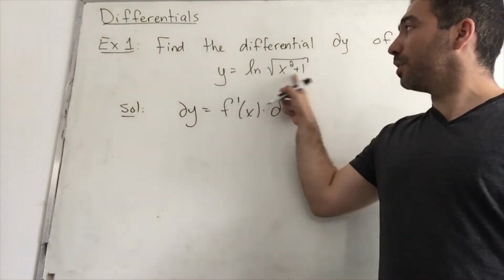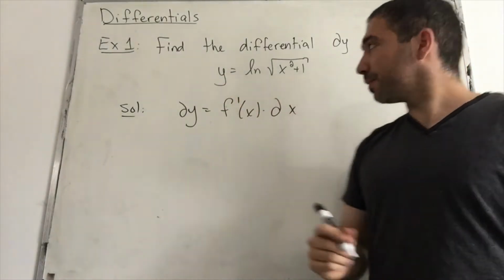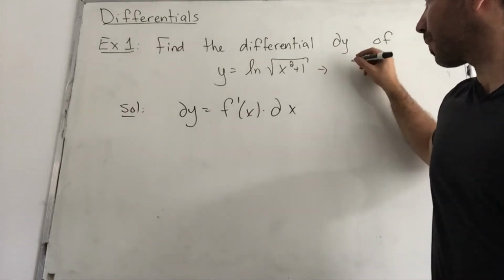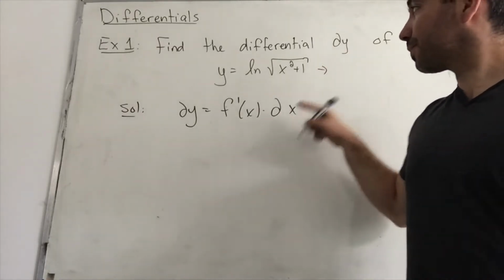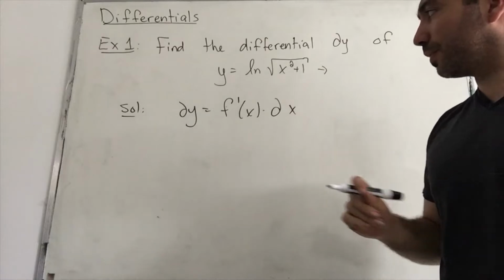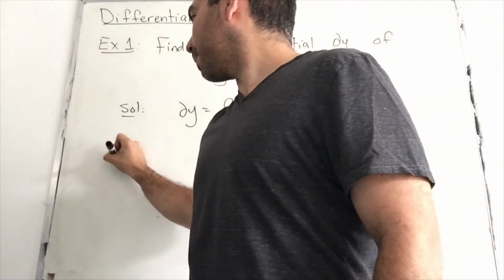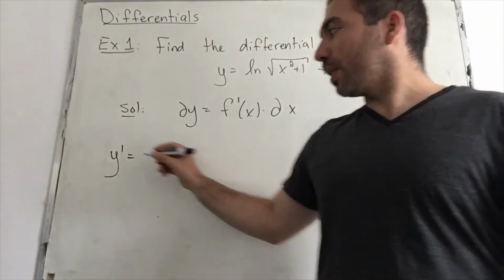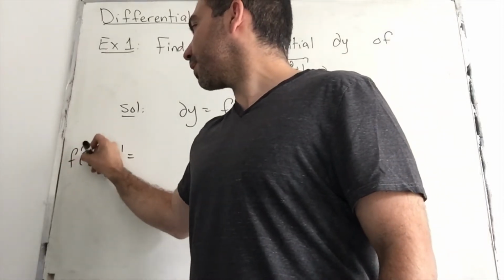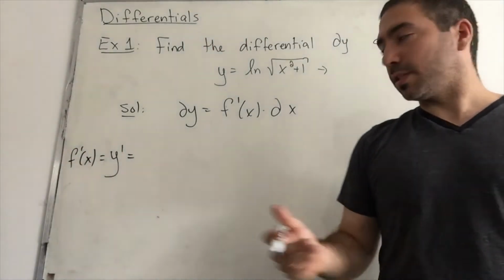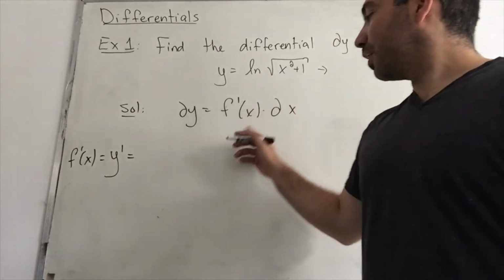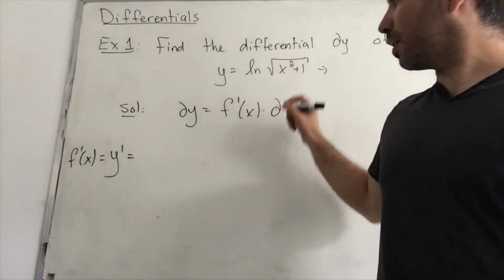And we're essentially just taking the derivative of this with respect to x. So taking the derivative, let's do this on the side. I'm going to call it y prime, but we know that f prime of x is equal to y prime. It's the same thing. So y prime, it's the derivative of ln.